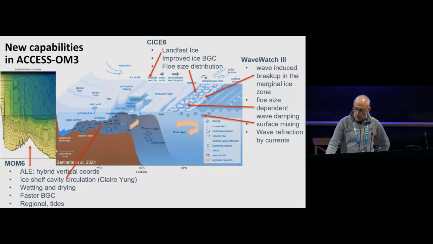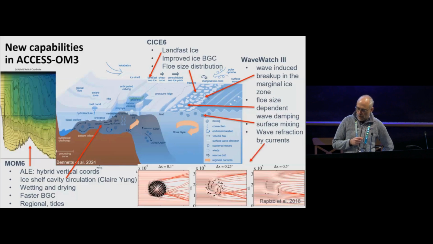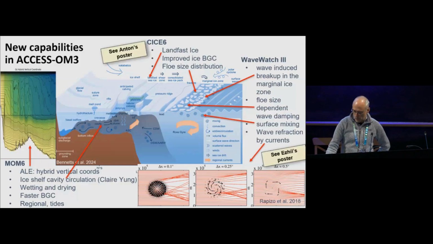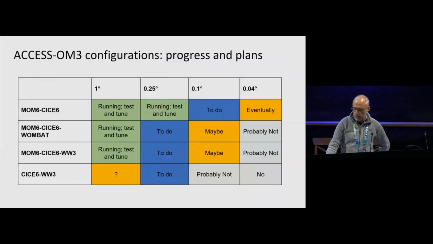The WaveWatch surface wave model can break up the sea ice to affect the floe size distribution, and it is also damped by the ice as it propagates into it, and can also mix the surface ocean, and the ocean can refract the waves as well. So there's two-way coupling between these components. And there's more on this on Anton and Elil's posters.